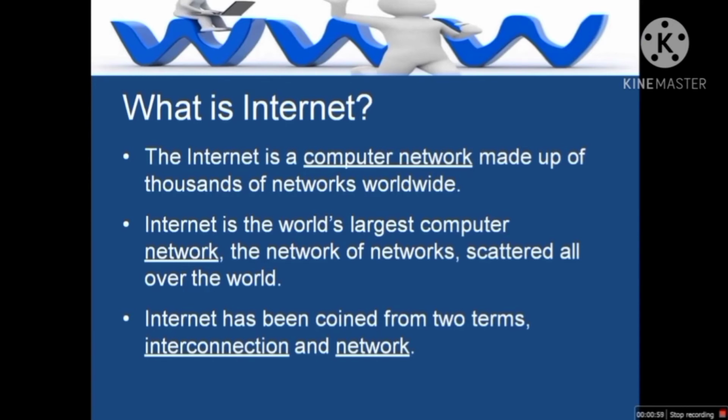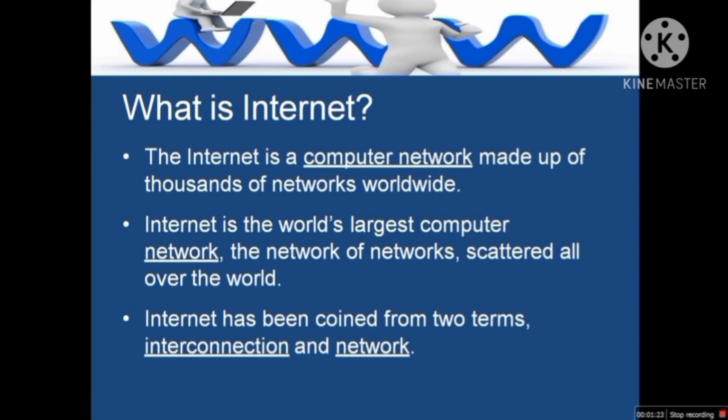The term internet means interconnected network. The internet is a computer network that is made up of thousands of networks worldwide. It means the internet is the collection of thousands of networks worldwide that are connected together. The internet is the world's largest computer network, a network of networks scattered all over the world.